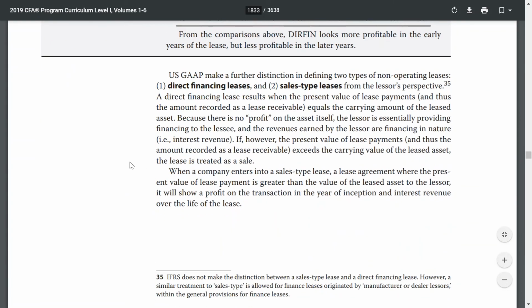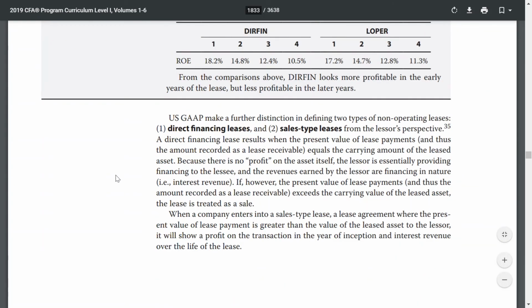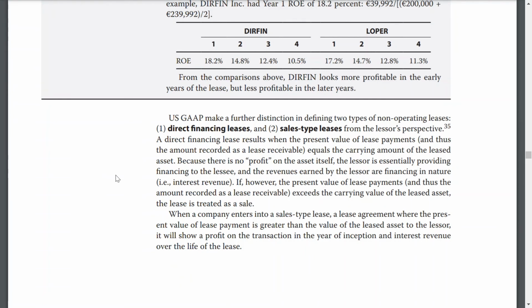US GAAP makes a further distinction in defining two types of non-operating leases: direct financing leases and sales-type leases. From the lessor's perspective, the direct financing lease results when the present value of the lease payments and the amount recorded by the lease receivable equal the carrying amount of the leased asset. Because there is no profit on the asset itself, the lessor is essentially providing financing to the lessee, and the revenues earned by the lessor are financing in nature.